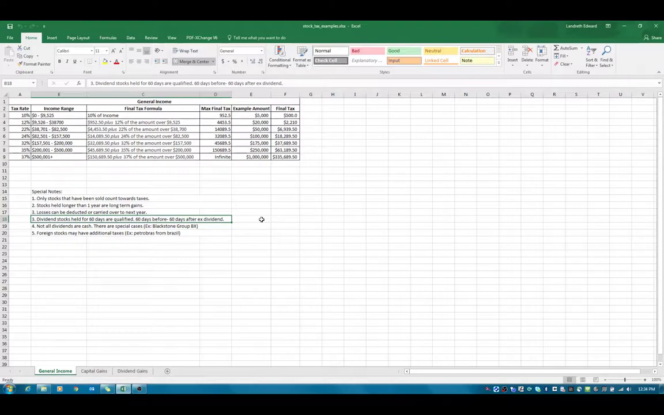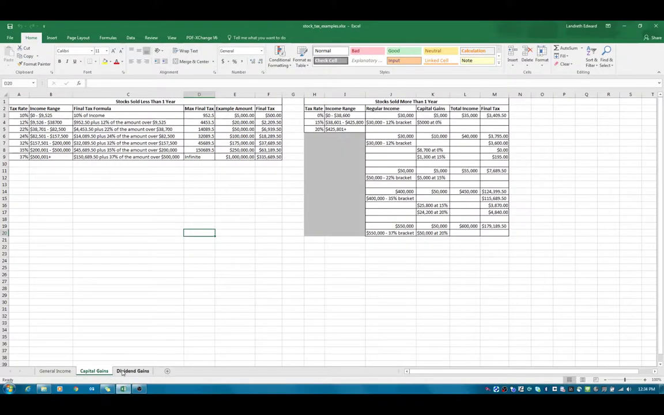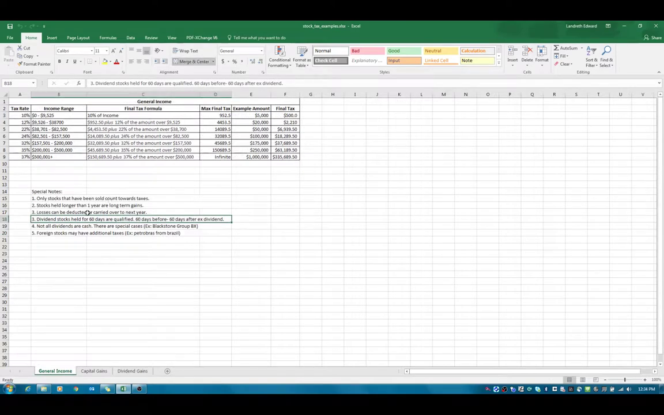So anywhere in that before-after time frame of like 121 days, if you held it for a 60-day period of that, then you will get a discounted tax rate. And we'll go through that later on in these other tabs about how those are, but this is just kind of the background on what these other brackets are that we're going to go through.